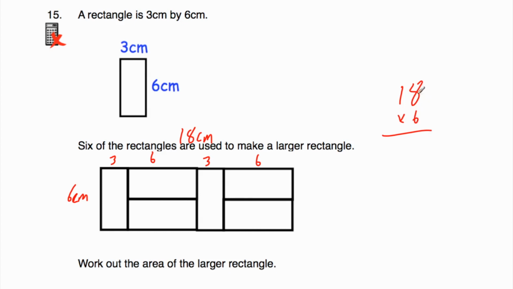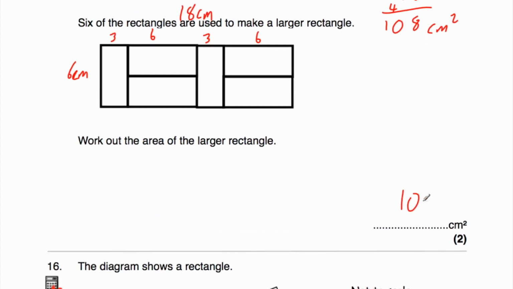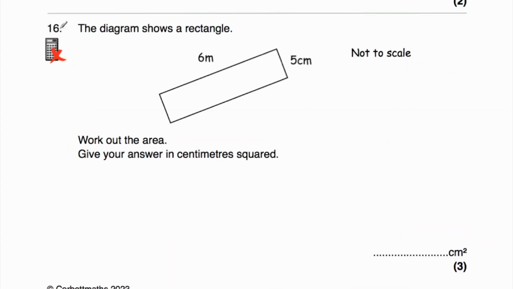So 6 times 8 is equal to 48. So put our 8 down, carry our 4. And 6 times 1 is 6, plus 4 is 10. So the answer would be 108 centimeters squared. And let's write that down. 108 centimeters squared.